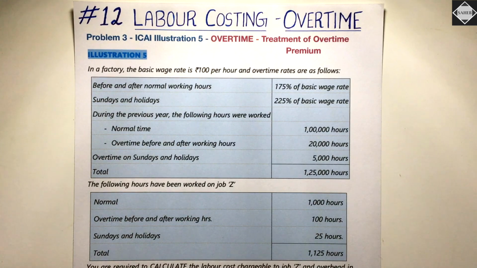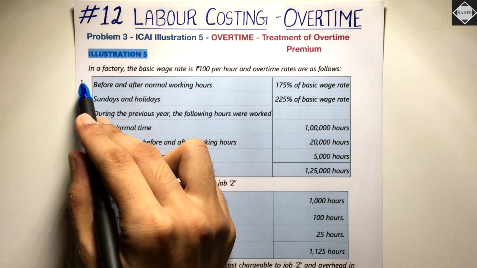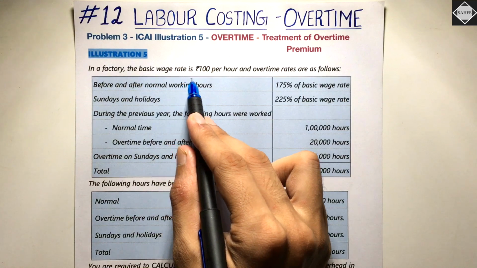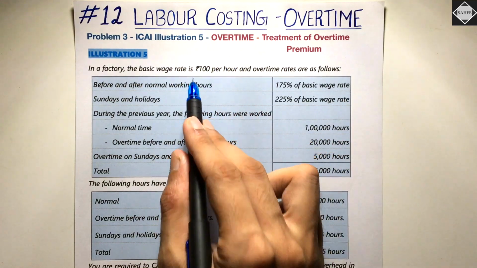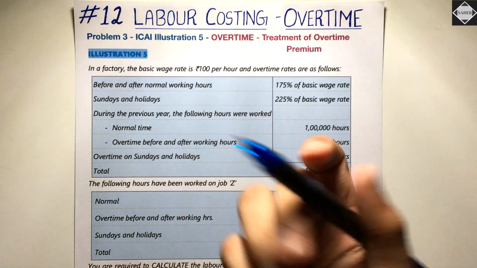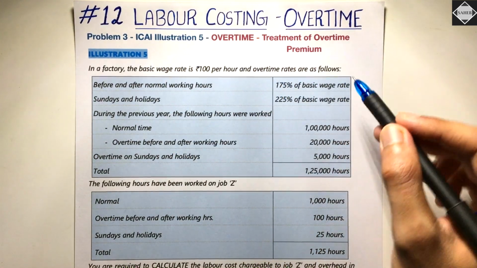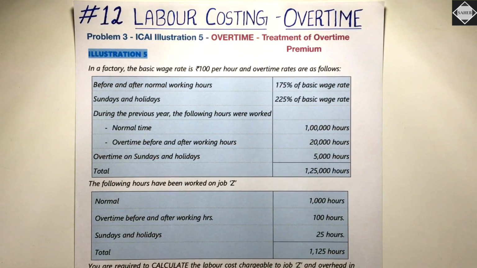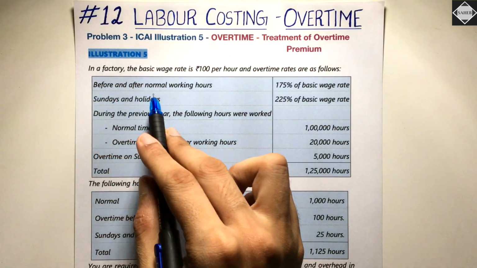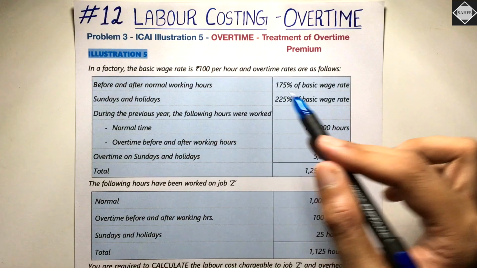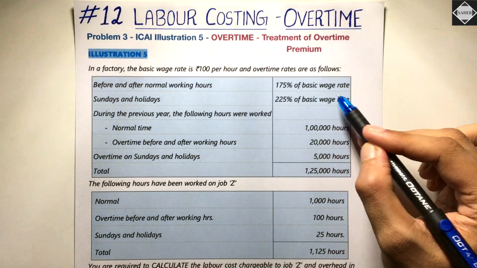Let's just read the question first. Now see here, in a factory the basic wage rate is 100 rupees per hour. This is the ordinary wage rate, or you can say basic wage rate. And overtime rates are as follows. So here we have been given the overtime rates. See here, before and after normal working hours, 175% of basic wage rate.